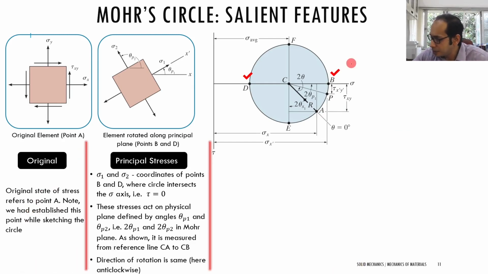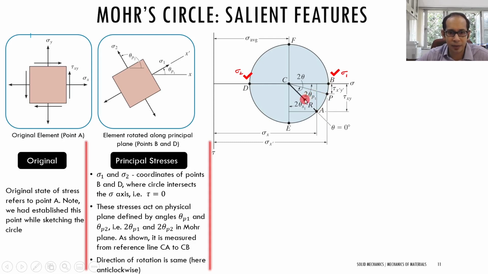Yeah, if this point is my sigma 1 and this point is my sigma 2 that I have over here, you see that to get to the principal directions I have to rotate this element. So from A I am trying to reach this point B over here. What is the shortest way for me to reach this particular point? The shortest way for me to reach is this, 2 theta p1.